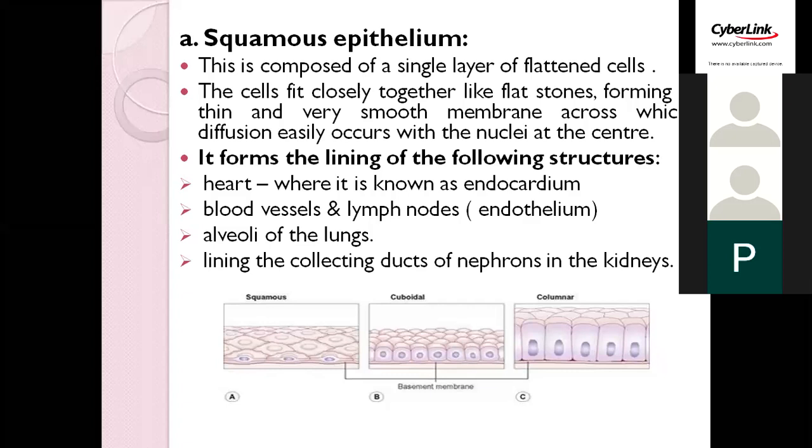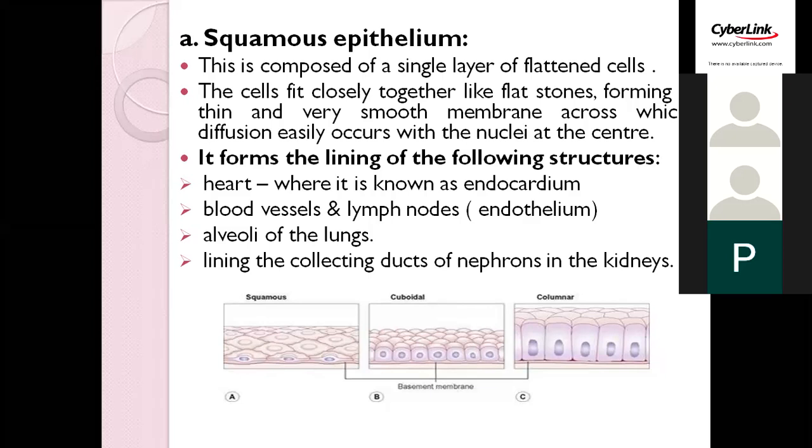So remember, squamous epithelium has a single layer of flattened cells, as you can see from the diagram. It is found in the heart as the endocardium, in the blood vessels and the lymph nodes as the endothelium, then the alveoli of the lung, then the lining of the collecting ducts of the nephrons in the kidneys. So this is about the squamous epithelium.